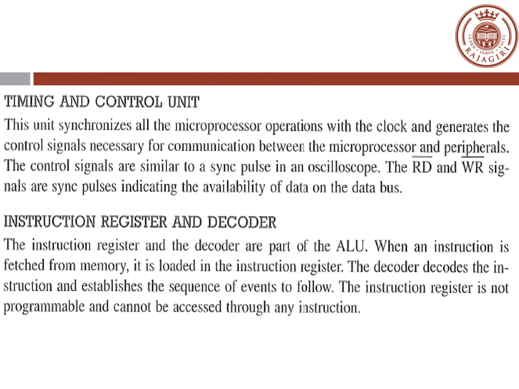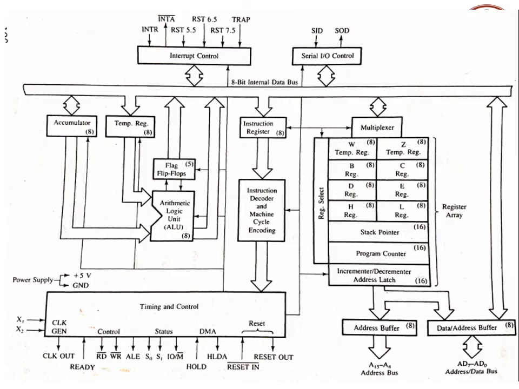This is a part of the ALU. When the instruction is fetched from the memory, it is loaded into the instruction register. From the instruction register, the instruction decoder will decode the instruction and decide which operations have to be done. This instruction register cannot be programmed and cannot be accessed through any other instructions. This is the diagram which we have seen earlier in the initial part of the presentation.